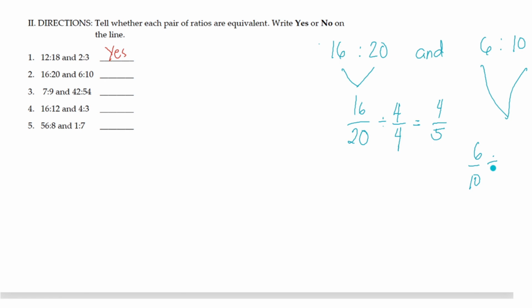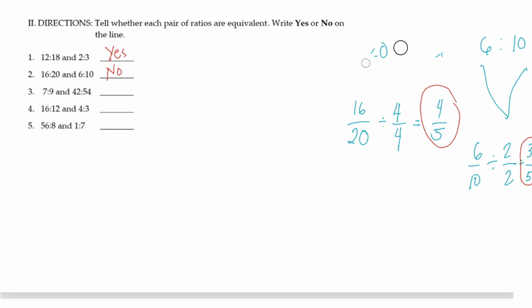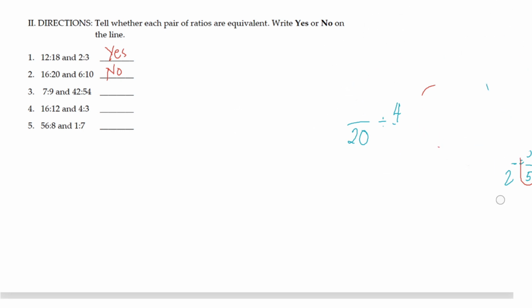Now, if we divide these two numbers by their GCF, which is 2, the answer is 3/5. Ngayon, kung makikita ninyo, si 4/5 ay hindi katulad ni 3/5. Or yung simplest form ni 16 over 20 is not the same as the simplest form of 6 over 10. Therefore, hindi sila equivalent ratio. So, next example, we have 7 over 9 and 42 is to 54.